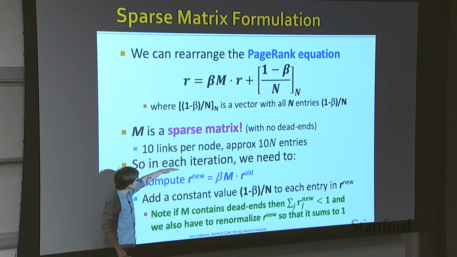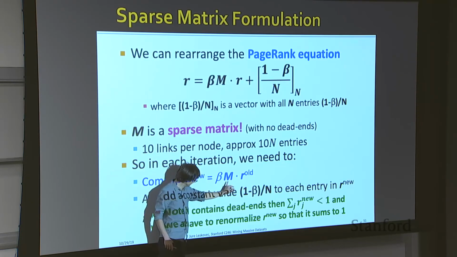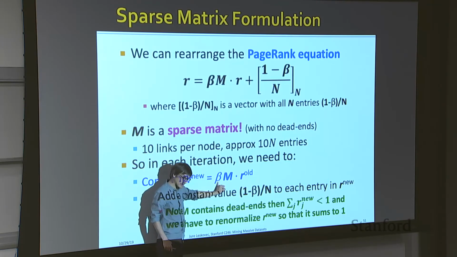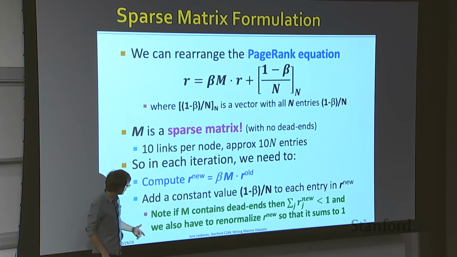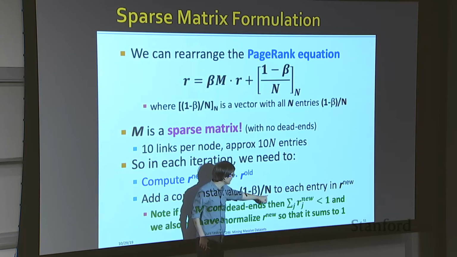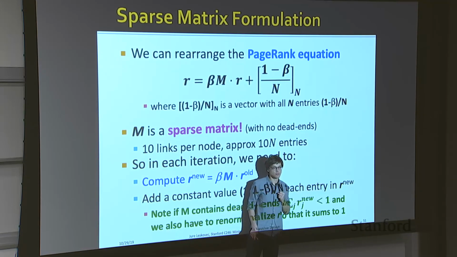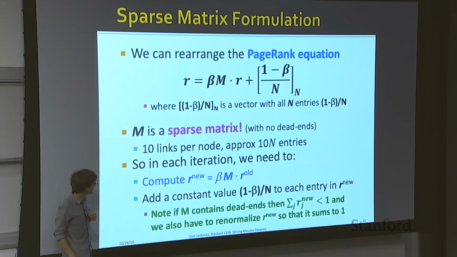This means that in each iteration, all I have to do is take R old, multiply it with M, multiply it with beta to get R new, and then add this constant value (1 minus beta) over n to each entry in R new. And that's essentially all I have to do.